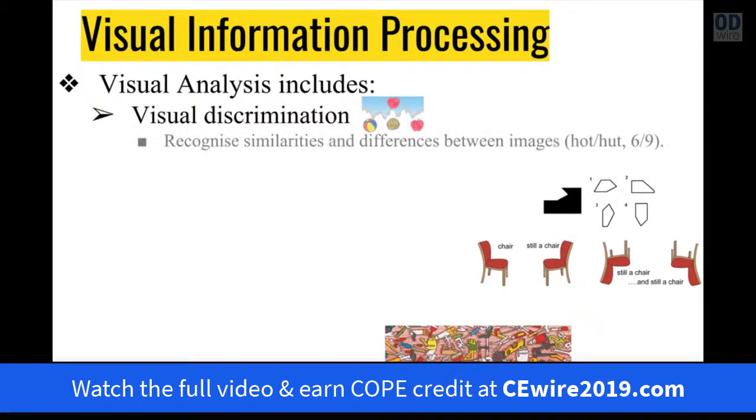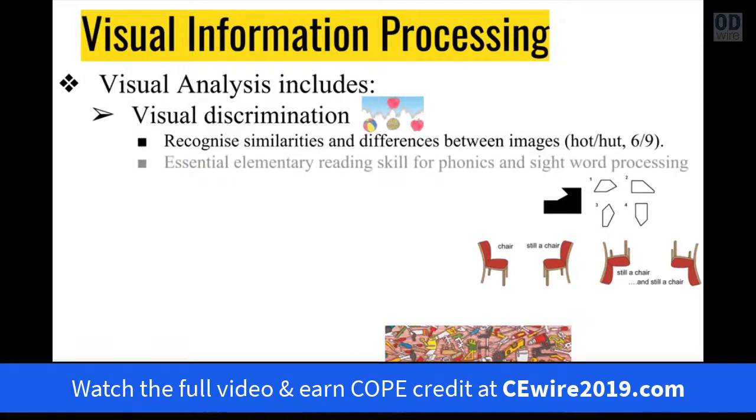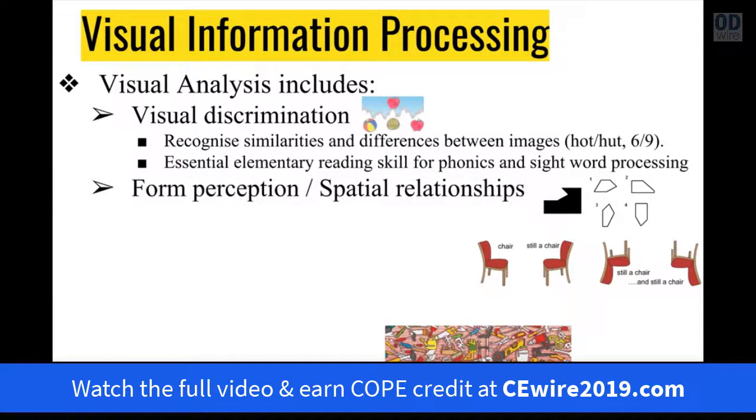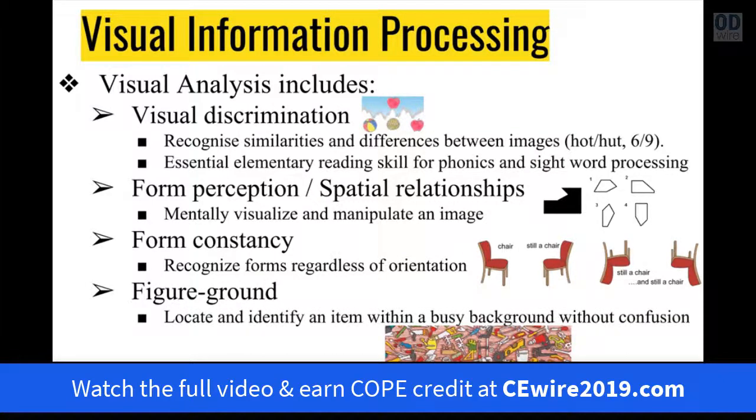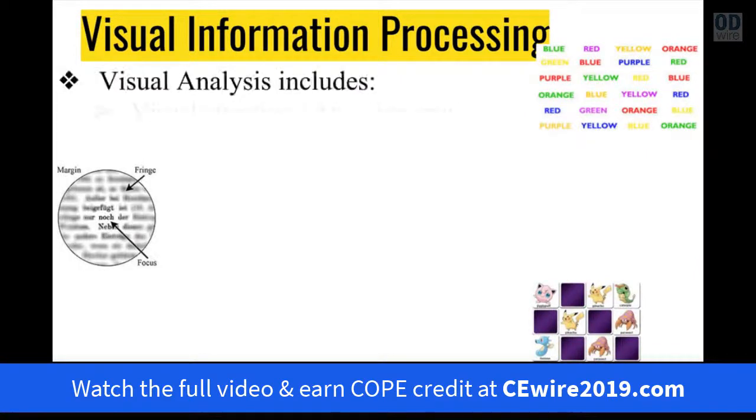We have visual discrimination, being able to recognize similarities and differences between images. This is an essential elementary reading skill both for phonics and sight word processing. Form perception or spatial relations, being able to mentally visualize and manipulate an idea. Form constancy, recognizing forms regardless of their orientation. Figure ground, being able to locate and identify an item within a busy background without confusion.